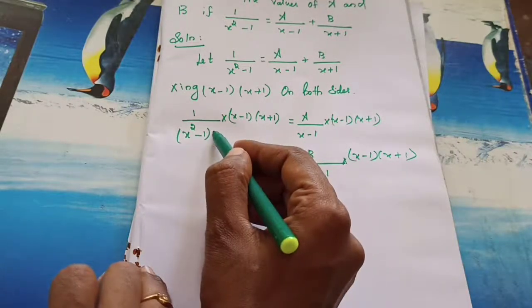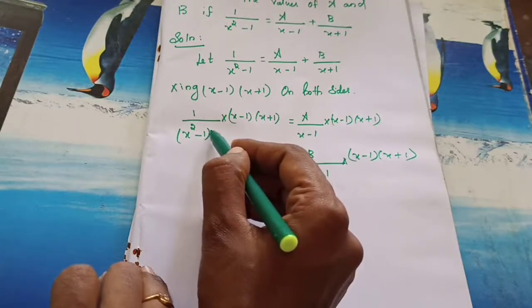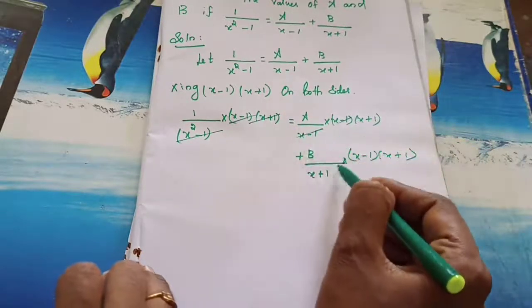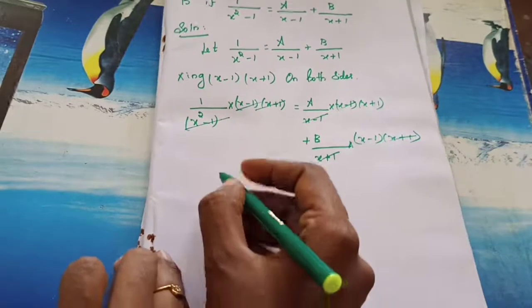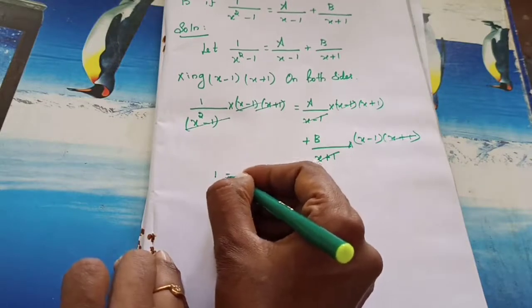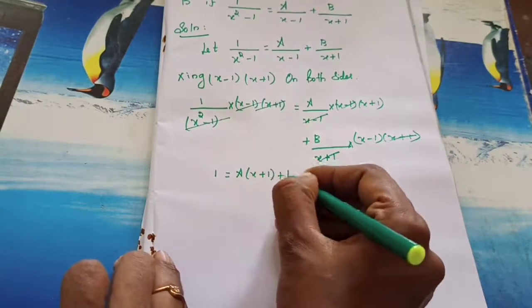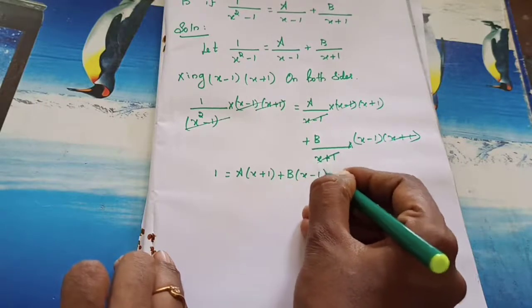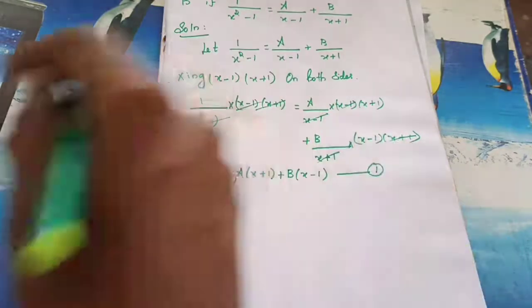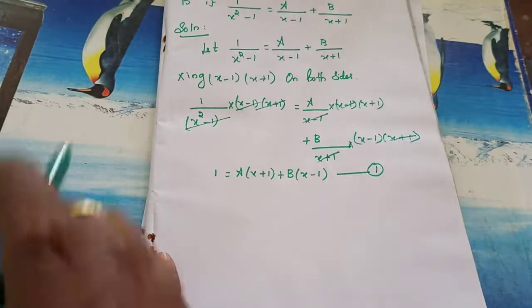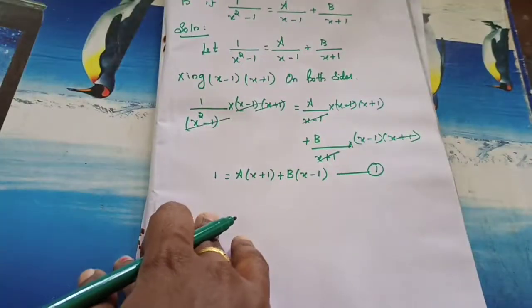This x square minus 1, if you split it, is x plus 1 into x minus 1. So everything will get cancelled. Here x minus 1, here x plus 1. So what's the balance? 1 is equal to A into x plus 1 plus B into x minus 1. Take it as equation number 1. Have you got it? Multiply both sides by x minus 1 and x plus 1, so some terms will get cancelled, and the balance is this one.